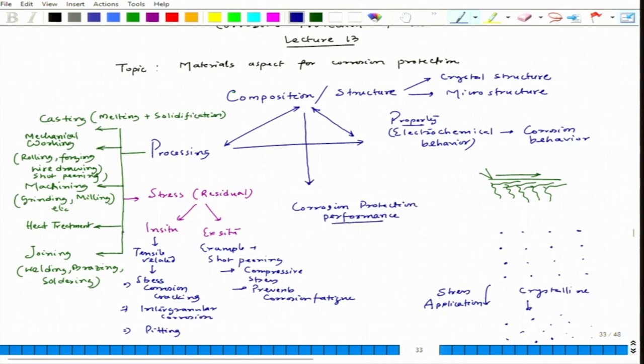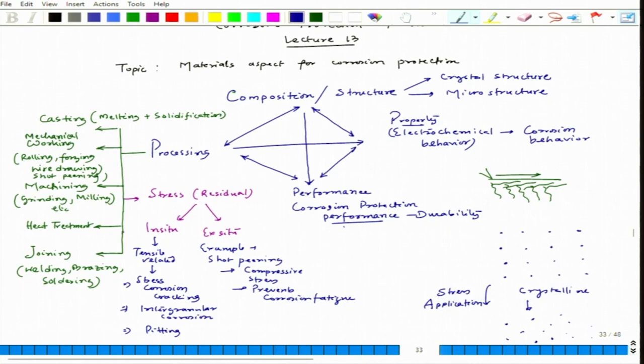And if we talk about performance, it talks about durability. Okay. So that means it's actually related to the performance of the material. Now, if we consider processing, it has effect on composition and structure, it has effect on property. So that means it must have effect on performance, so it is also related to performance. Now considering property, electrochemical property is actually guiding the performance, so it is also related to performance.